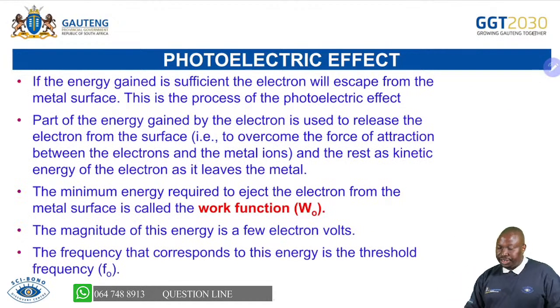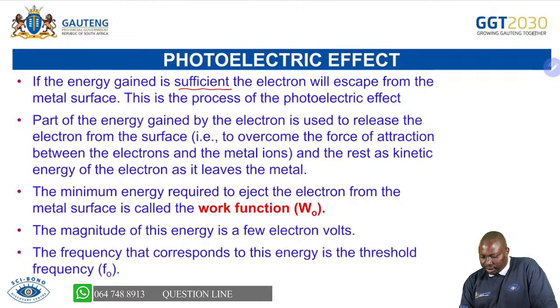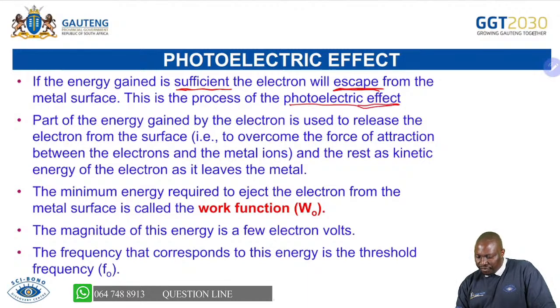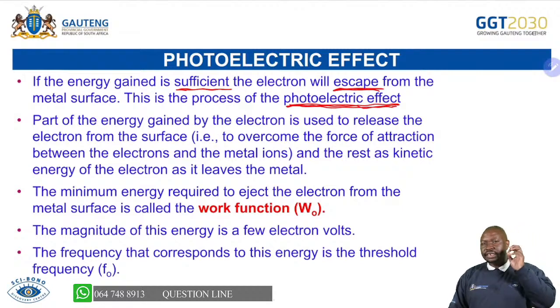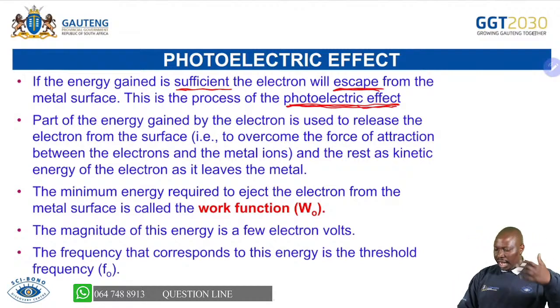Now, to finish this, if the energy gained is sufficient, the electron will be removed or will escape from the metal surface, and this process is referred to as the photoelectric effect. Remember, when I started the lesson, I defined it. I'm emphasizing this so that you have a good understanding of what is happening during the process.